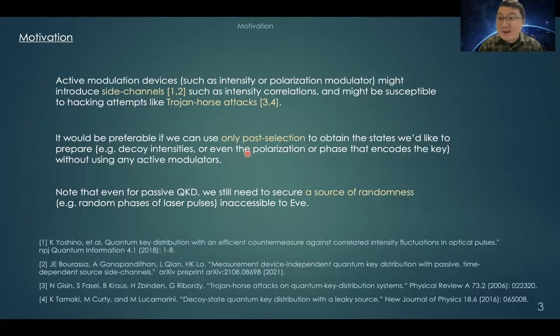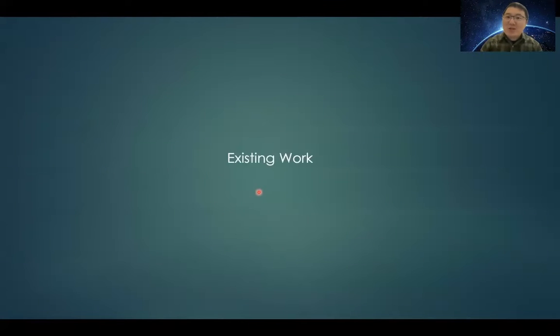Note that, of course, those random bits don't come from thin air, so we still need to secure a source of randomness, which is usually the random phases of the laser pulses that are inaccessible to Eve. And now let us introduce the existing work.